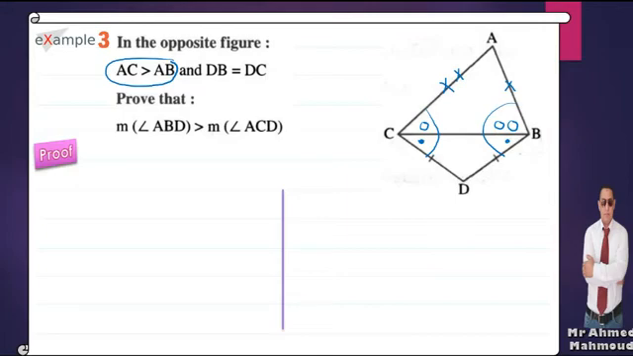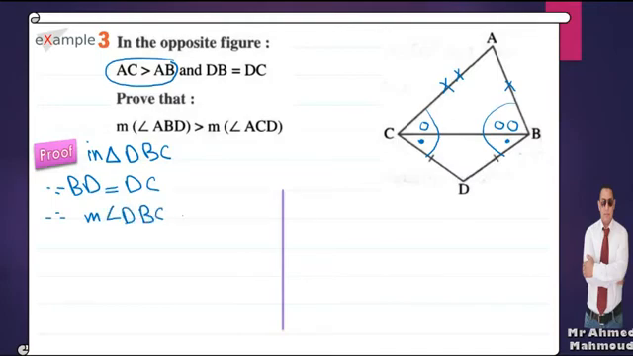Okay, now I will start the proof like this. First, in triangle DBC, since DB equal to DC, therefore measure of angle DBC equal to measure of angle DCB, and this is number 1.